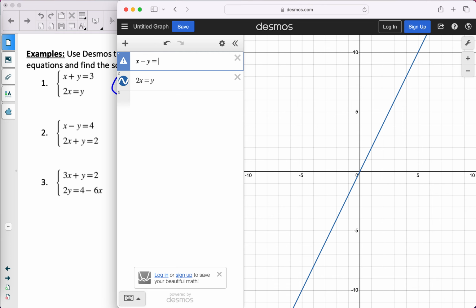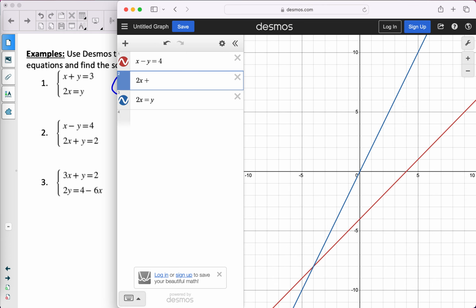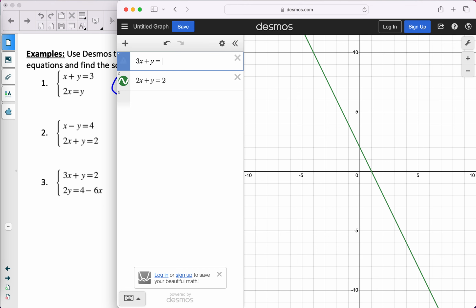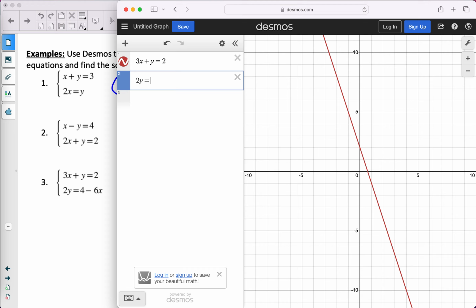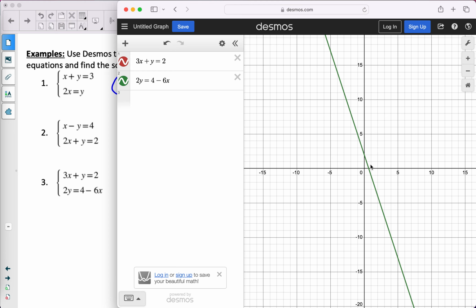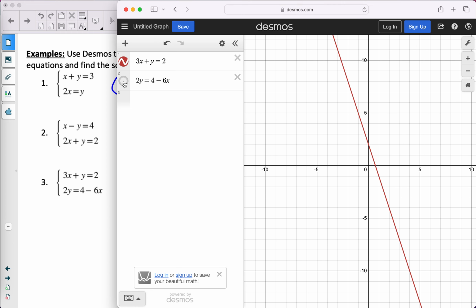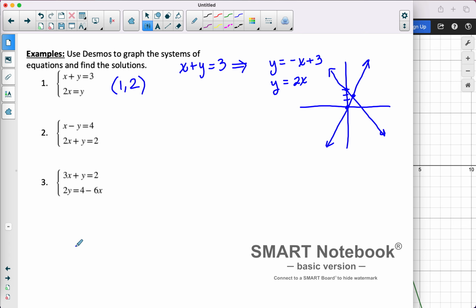All right, if you've already done it, then you have a solution for the second one at 2, negative 2. And then the third one, we have this green line, and as I'm looking, I'm wondering, where did that other line go? You can toggle off the green line and see it's underneath the green line because the red and green are the same equation. So there are infinitely many solutions for number 3.